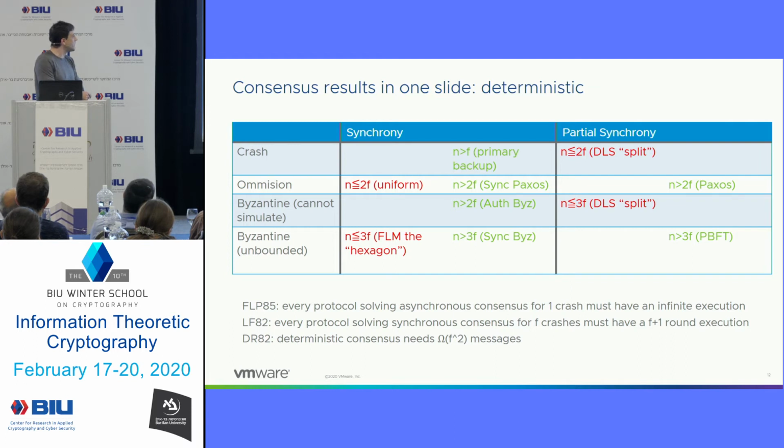So in the Byzantine case, if you have an adversary that cannot simulate the honest parties, then you actually have protocols in the synchronous model that can work in the same bound as in the omission, which is that the number of failures can be less than a minority.